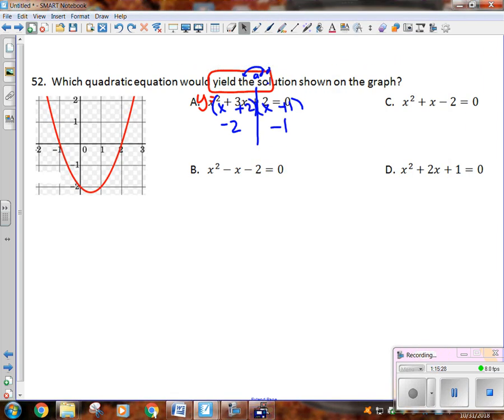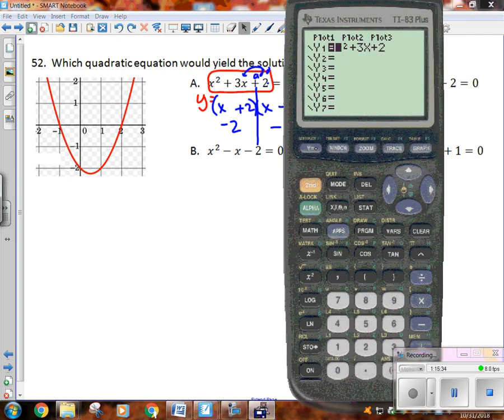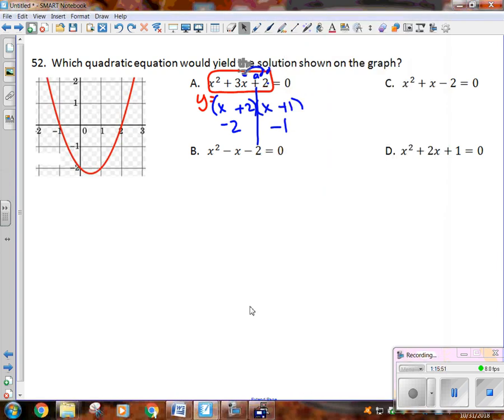B. That does factor. Or if you wanted to, you could put that in your y equals equation: x squared minus x minus 2 graph. I think I found it. It does cross at -1 and it does cross at +2. It does factor x and x, x and x. That is 2 and 1.